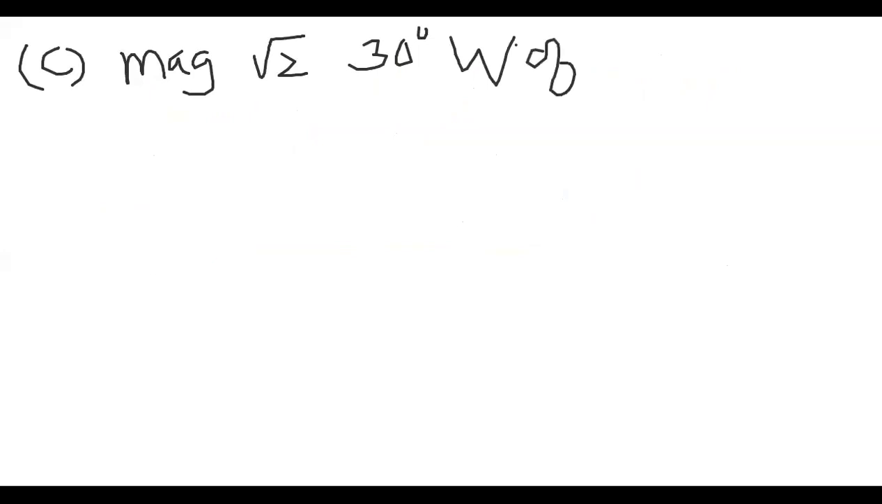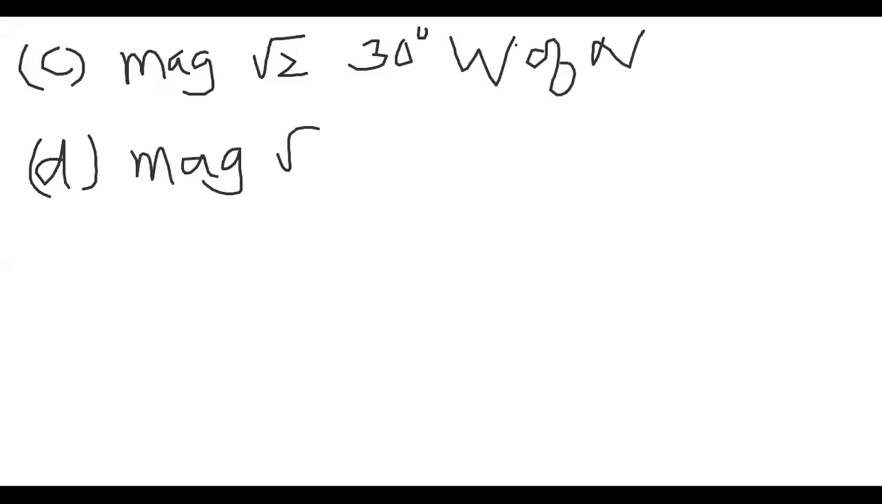So we have a vector of magnitude root 2, okay, at an angle of 30 degrees west, 30 degrees west of north, D, magnitude root 2, and the direction is southeast.